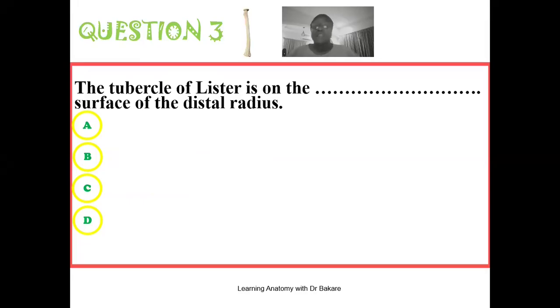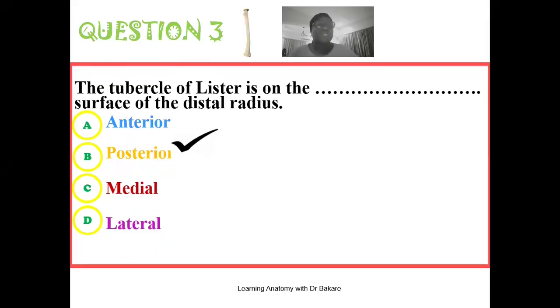Now let's go to the third question, and this reads that the tubercle of Lister is on the dash surface of the radius. So what specific region is the Lister's tubercle located? Is it on the anterior surface? Is it on the posterior surface? Is it on the medial surface, or is it on the lateral surface? The correct answer here is the posterior surface. As a matter of fact, it is located at the posterior surface of the distal region of the radius. Hence, this is the correct answer.